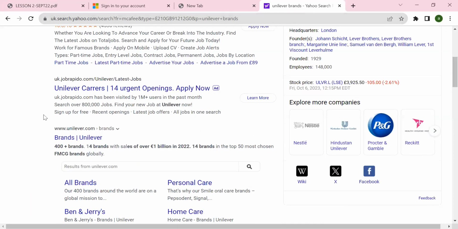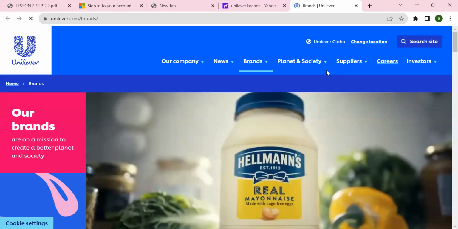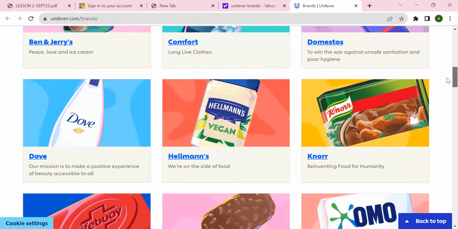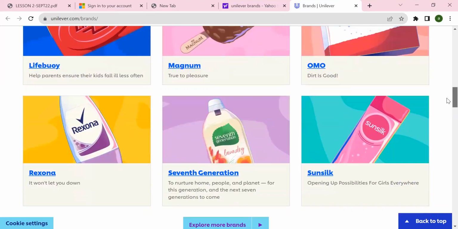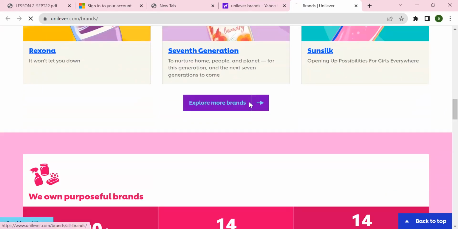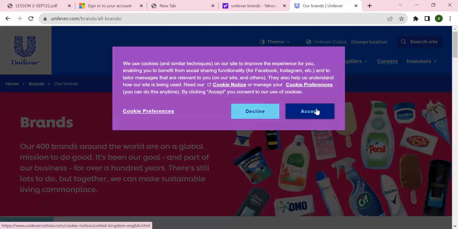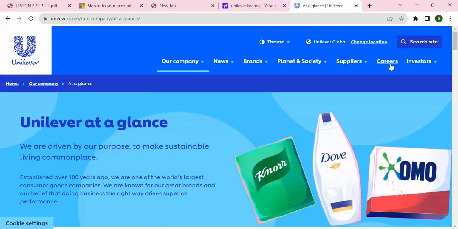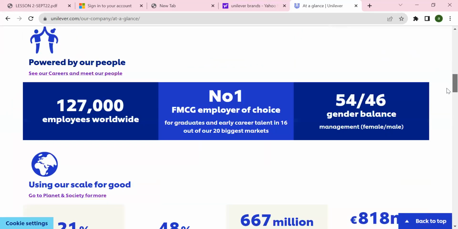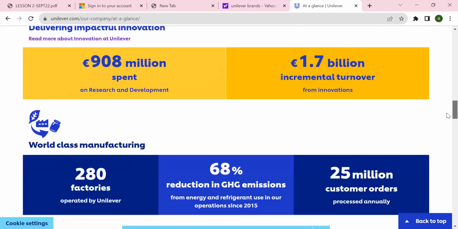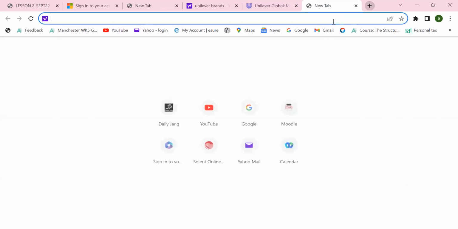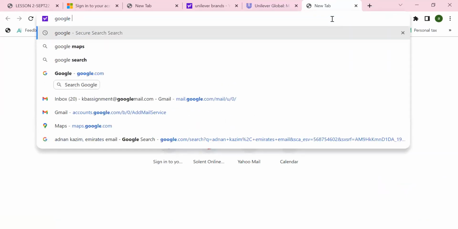Hope you know these brands. Have you seen any of them? So this is the Unilever company. It used to be called Lever Brothers before, and they changed the name to Unilever. If we look at our company, we can find our strategy, our mission, our values, which keep changing, and the facts and figures of the company, how big it is. The mission is the purpose of the company, so we can Google it: mission of Unilever.